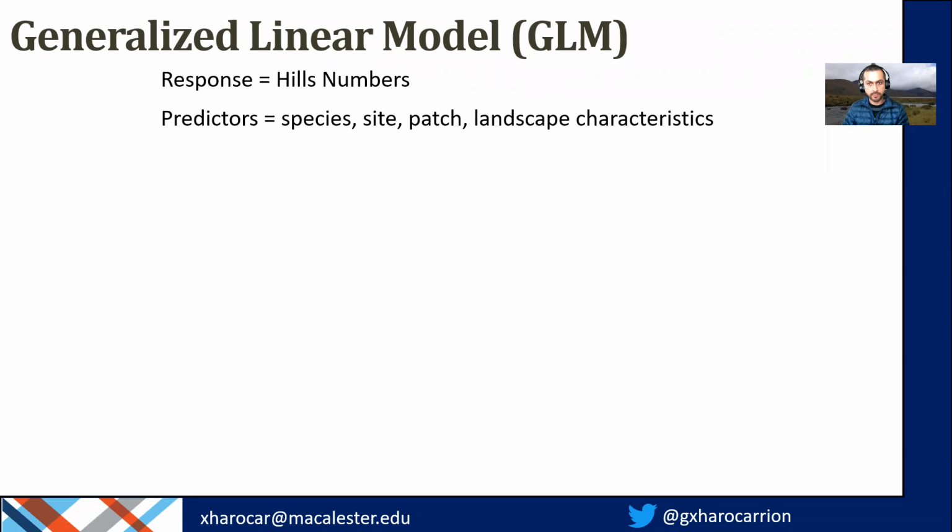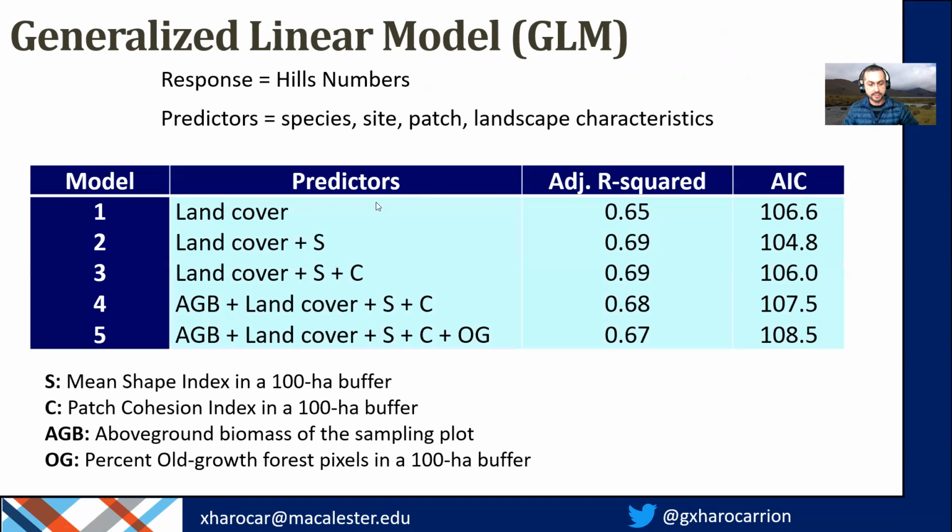Going really quickly to some of the results that I have so far. I used a generalized linear model with the responses being Hill numbers, and the predictors being species, site, patch, and landscape characteristics. I did a couple of models, and the most parsimonious one uses just two variables, land cover and mean shape index. Land cover, as expected, shows old-growth forest always has more species, but it's interesting that shape index was also used here, indicating that forests that are more rounded and with less edge are more likely to have a higher diversity of trees.